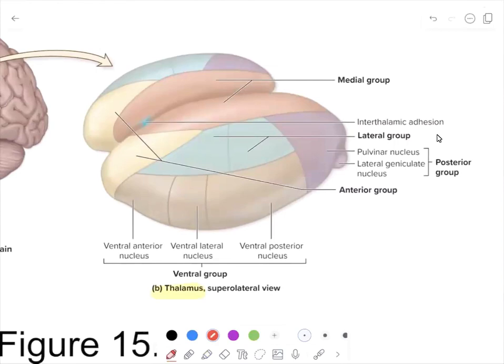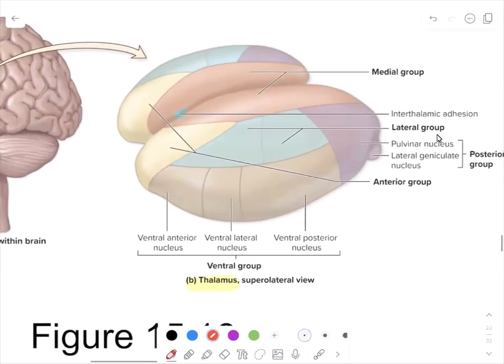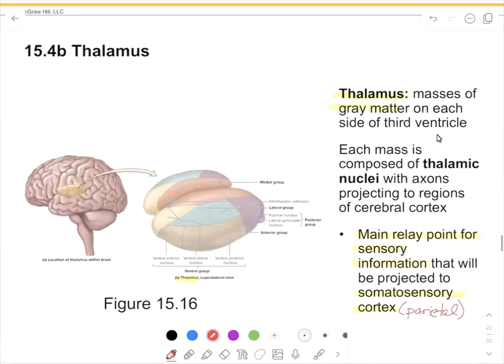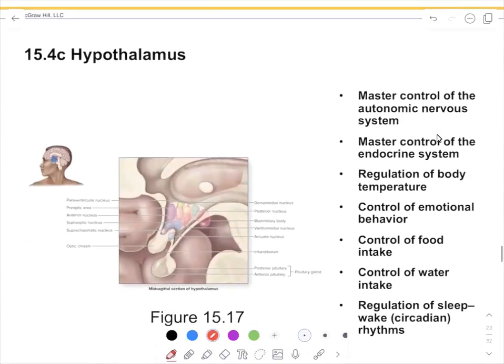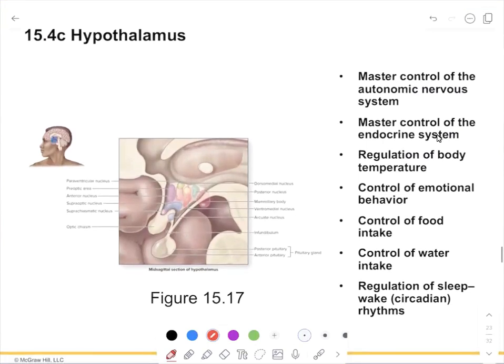The analogy that I like to use is the librarian who's responsible for looking at all the books that come into the library, and then he or she decides where to put those books, where to send them in the parts of the library, the library being the brain.